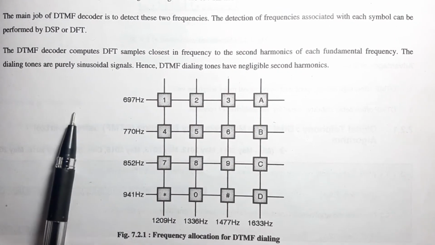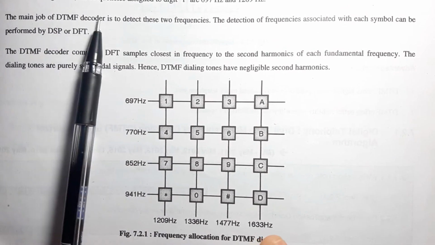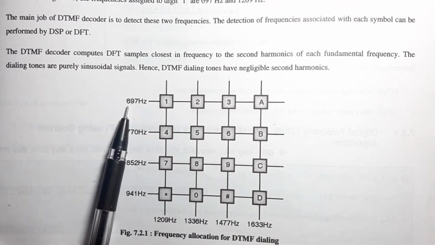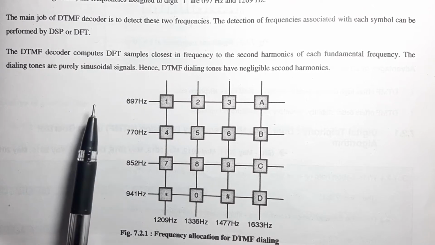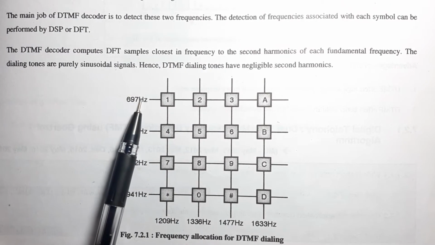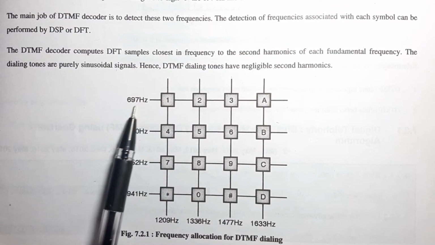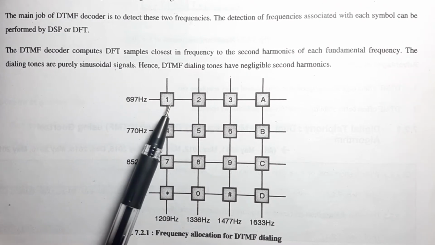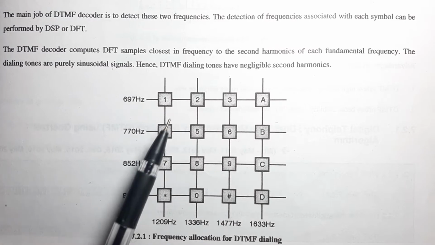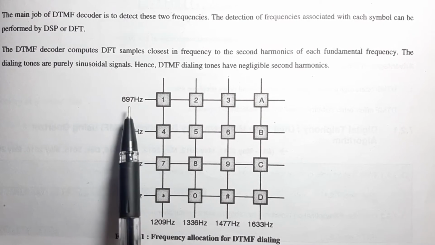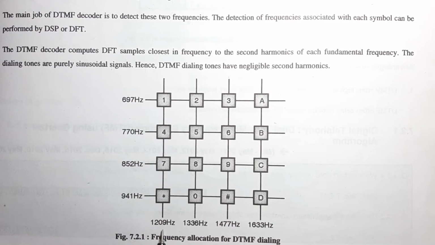Now, as shown in the diagram, the frequencies assigned to the digit 1 are 697 hertz and also 1209 hertz over here. It is being connected to the digit 1 over here. Now, the main job of the DTMF decoder is to detect these two frequencies. First is the 697 and the other one is 1209.